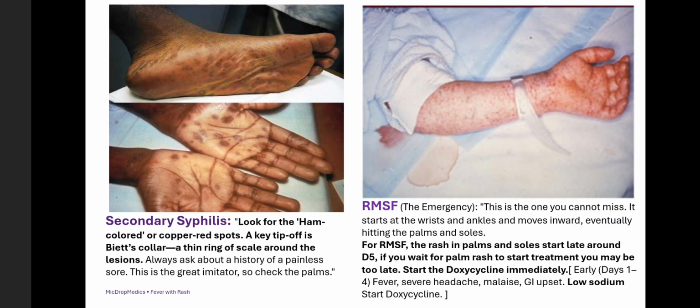In secondary syphilis, we look for the ham colored or the copper red spots with a Biett's collar and always ask for a history of painless sore. In Rocky Mountain spotted fever, the rash in the palms and soles start late, around day 5. So if you wait for the palmar rash to start treatment, you may be too late. Start doxycycline immediately if you suspect rickettsial infections.